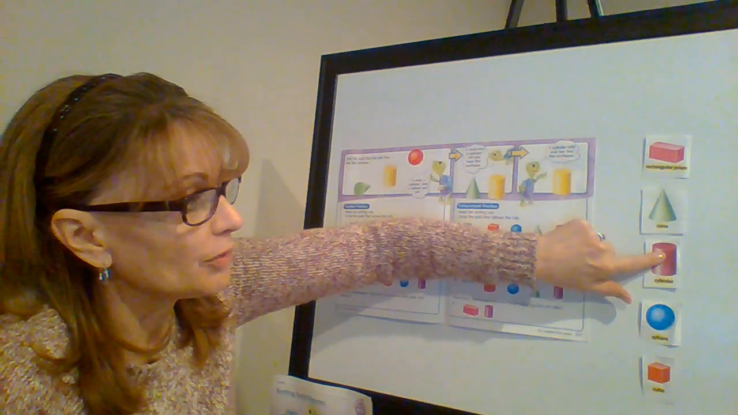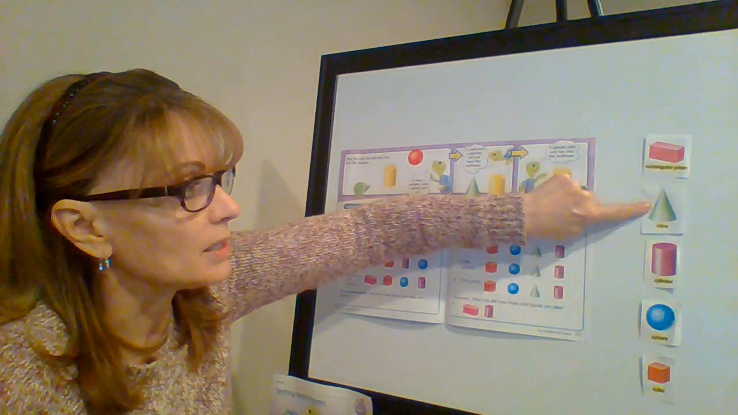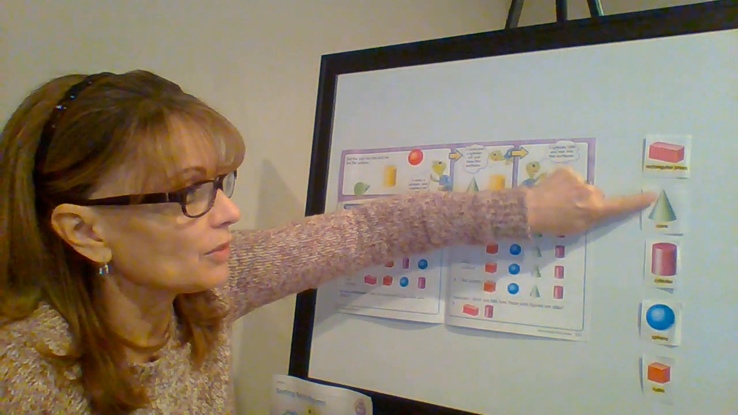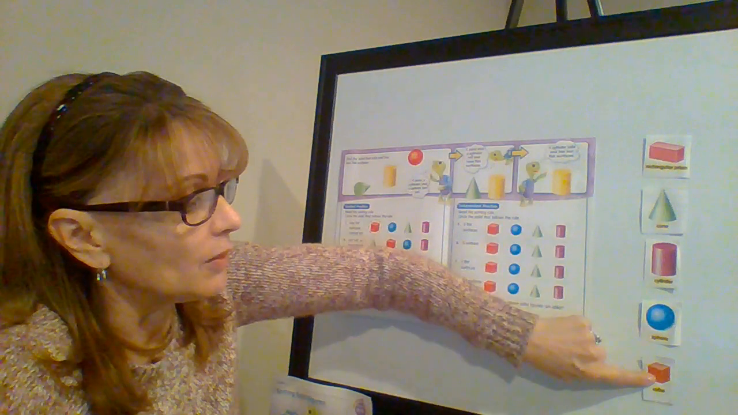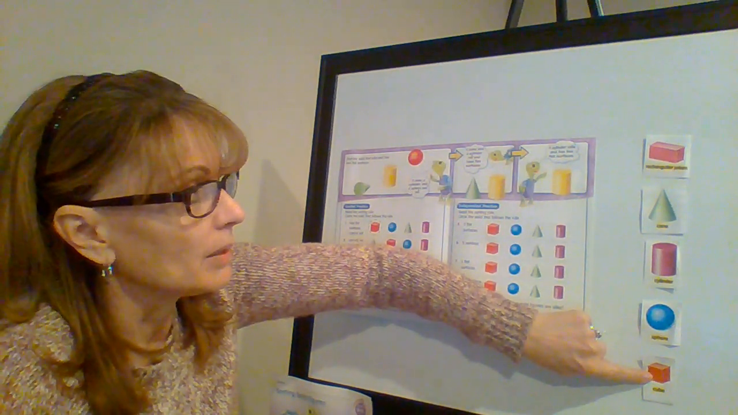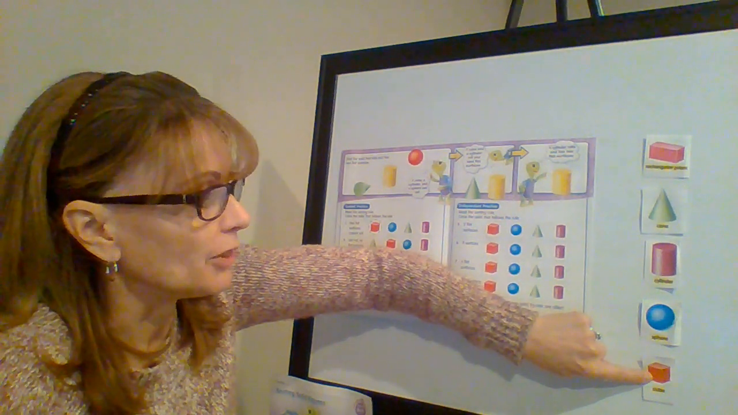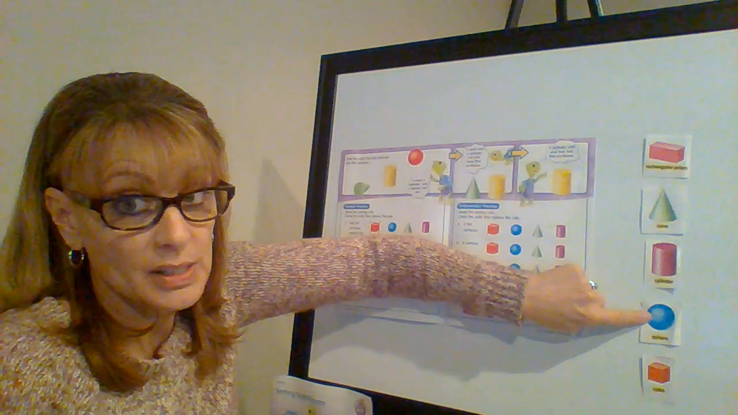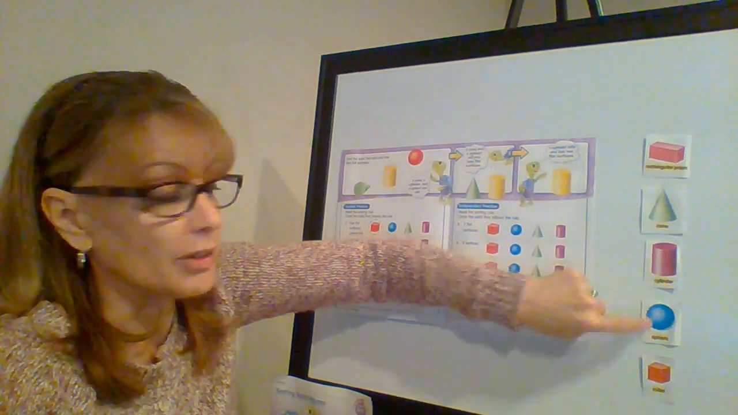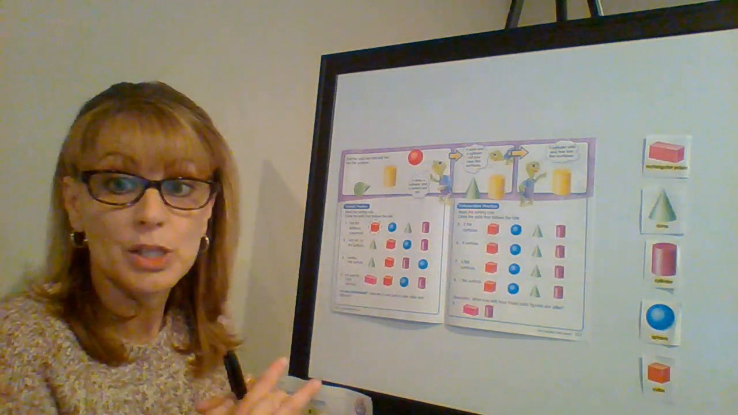The cylinder has two flat surfaces, no vertices. The cone has one flat surface and one vertex. The rectangular prism and the cube have the same number. They have 6 flat surfaces and 8 vertices. And the sphere has 0 flat surfaces and 0 vertices. So today we're going to talk about how they are alike and how they are different. How can we sort them?